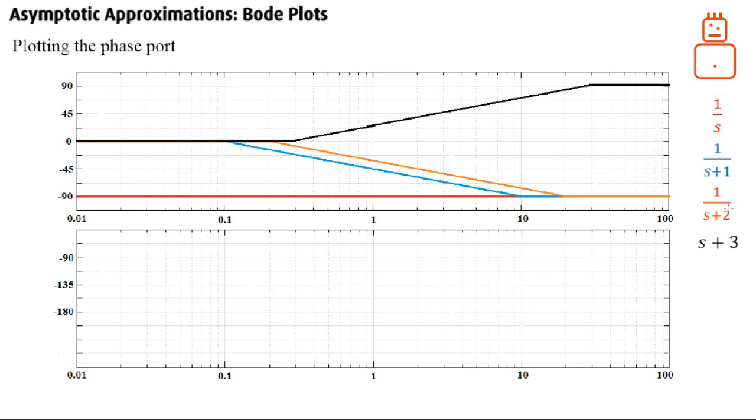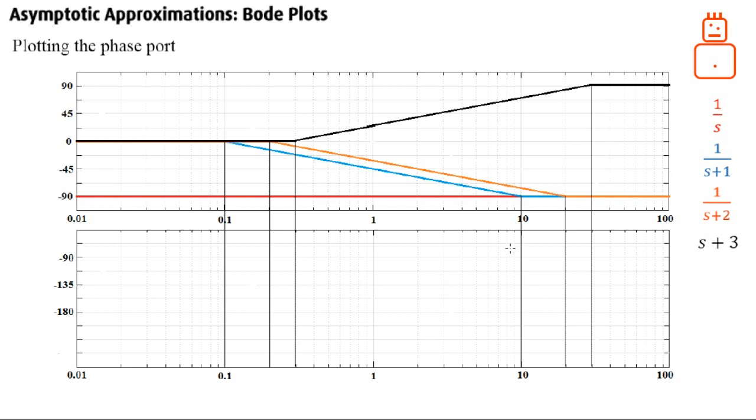According to these break frequencies here, we're going to have six portions depending on the break frequencies. We have a decade before the break frequencies and 3 decades after the break frequencies. So let's start drawing. The first one, as you remember from the table, starts from minus 90 and it has to end up at minus 180. So why is that? Because we have a contribution from 1 over s, a pole at the origin.